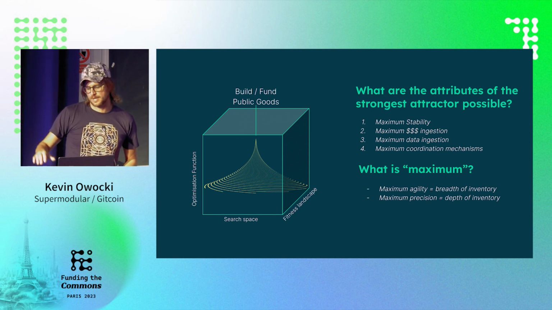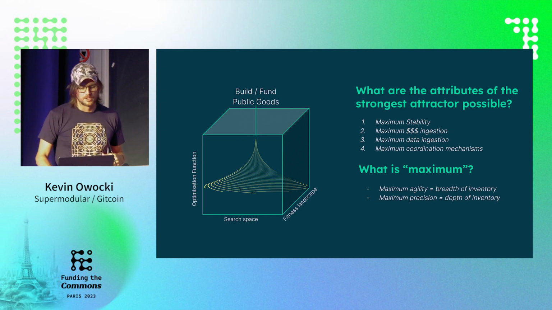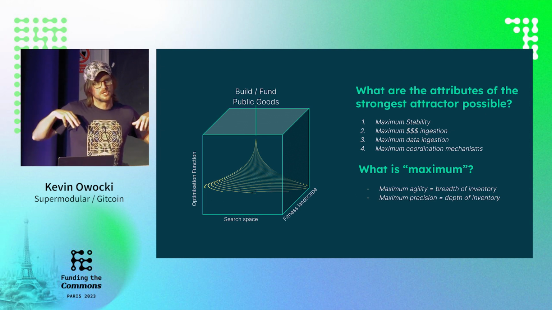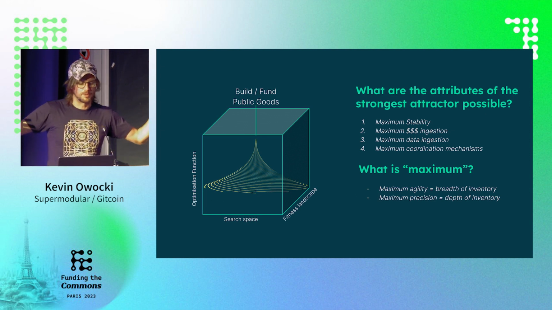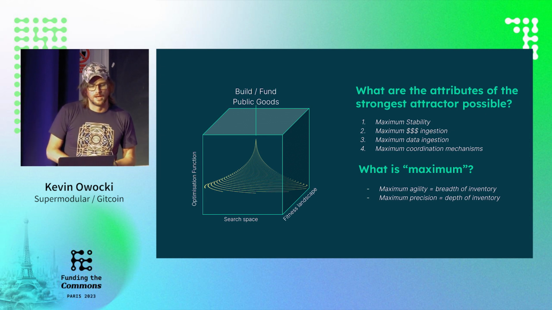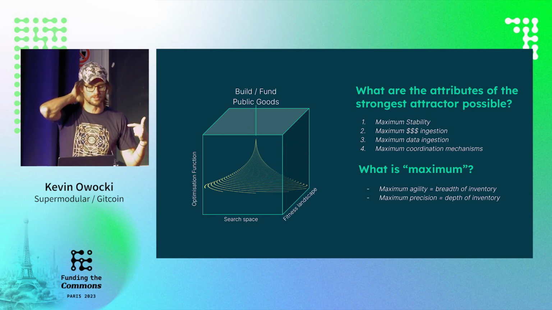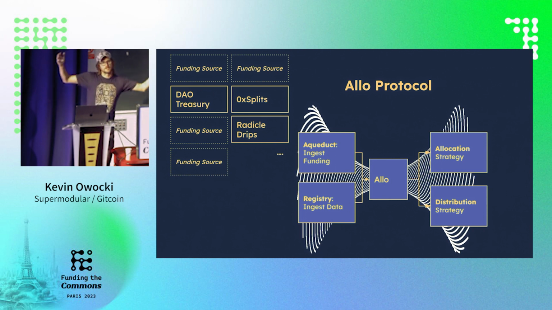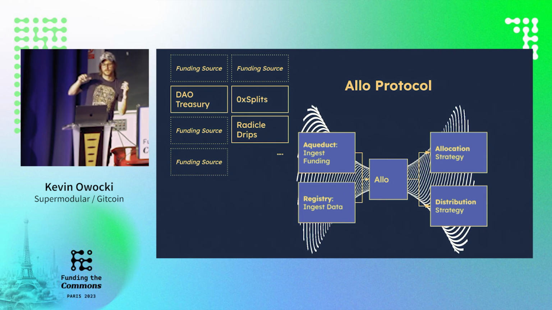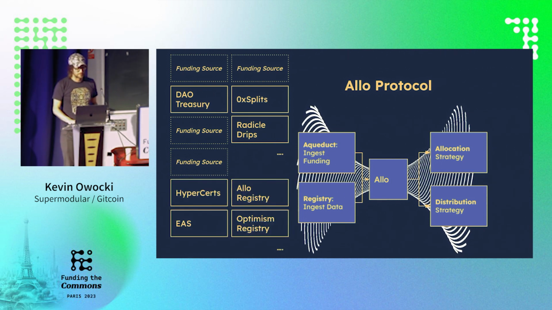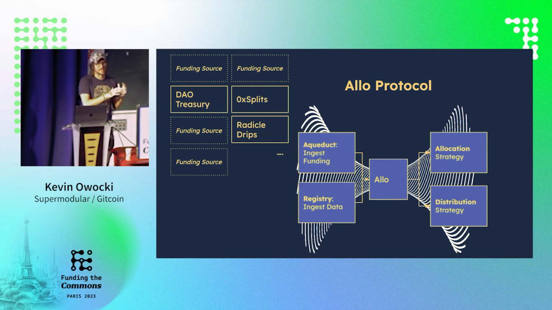So if you wanted to have a maximally agile set of aqueducts, then you would build it to be compatible with all the different funding ingestion mechanisms out there: DAO treasuries, passing proposals to go into aqueducts, 0xSplits, Radicle Drips. I've been talking to the Superfluid team about exploring the design space of all of the different funding sources that you could put into an allocation protocol.